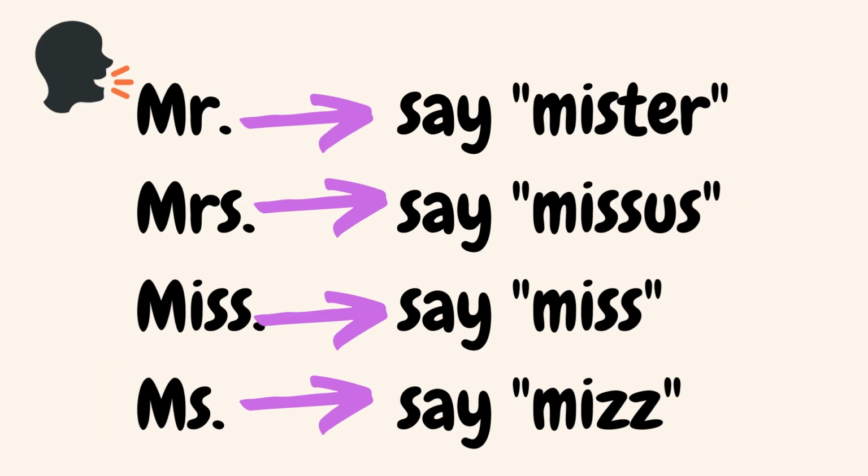Let's practice the pronunciation. The first one, Mr. It rhymes with sister, Mr. Number 2, Mrs. It kind of sounds like kisses, Mrs. Miss is the third one. And last one, Ms. Hear the Z sound, Ms.